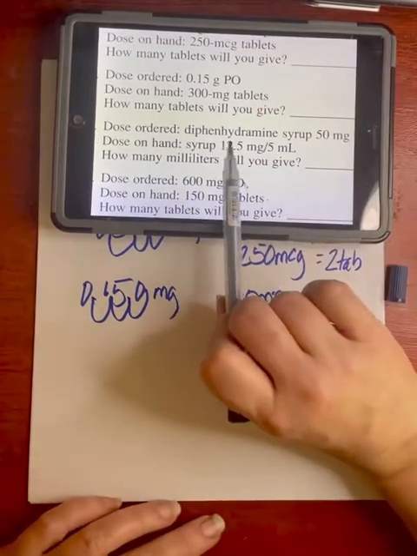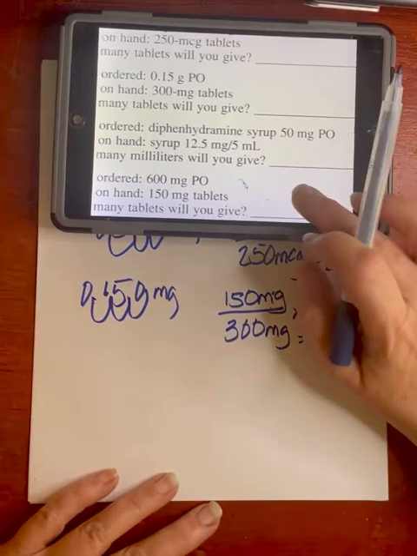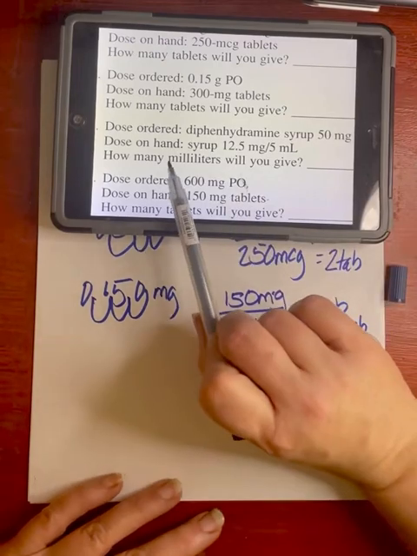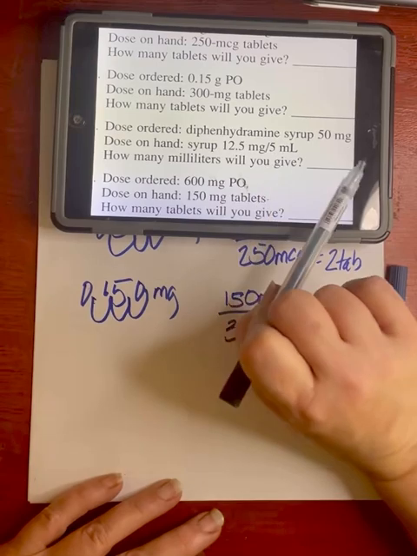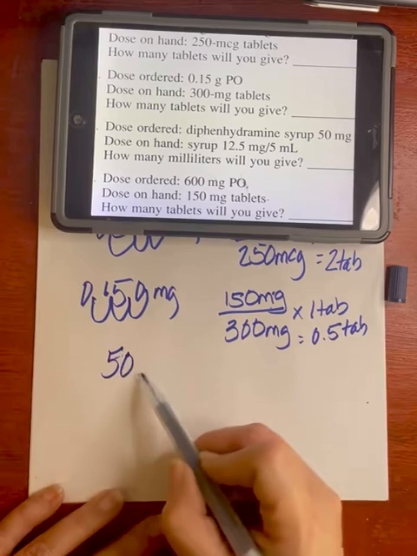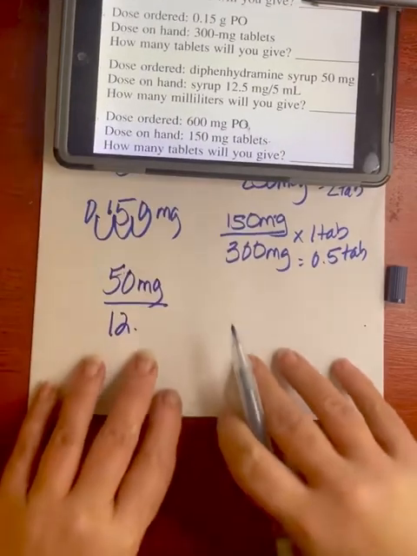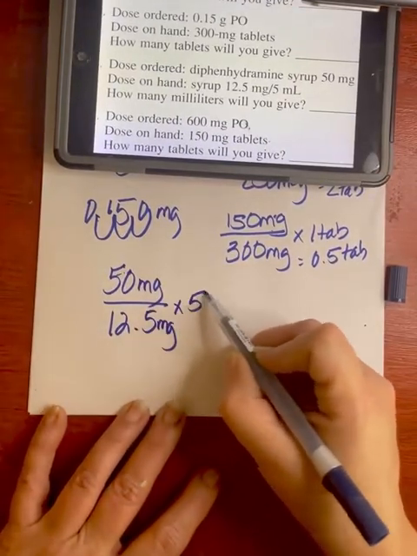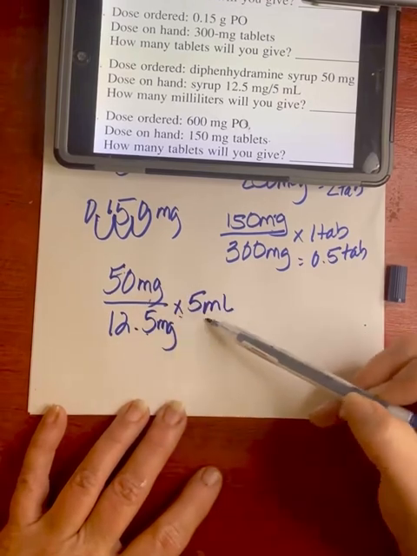So next we have diphenhydramine, that's the name for Benadryl, syrup, 50 milligrams PO. On hand, we have a syrup that is 12.5 milligrams per 5 mLs. So let's set up our problem. What he wants is 50 milligrams. What I have is 12.5 milligrams per 5 mLs. And then we're going to do the math. That divided by that times that.